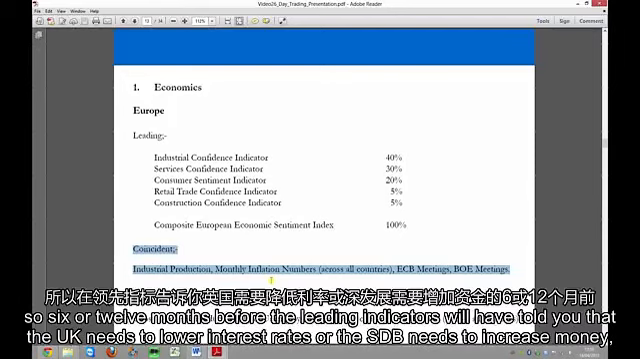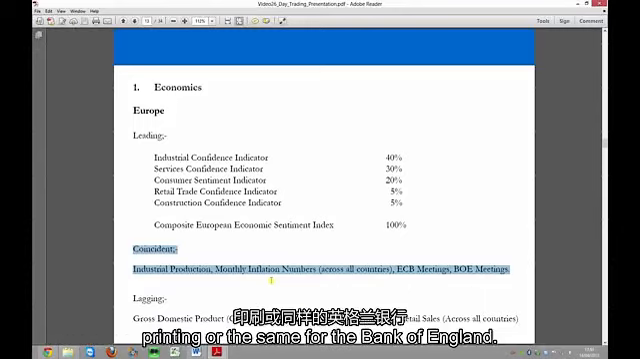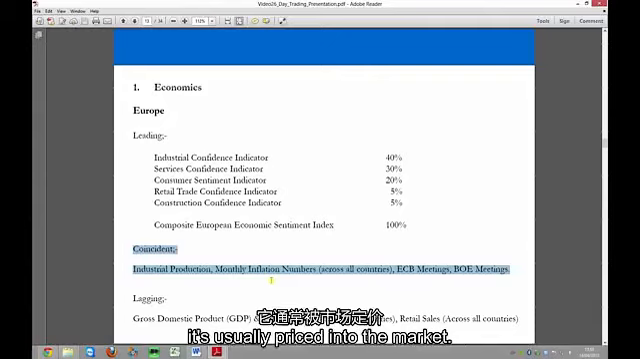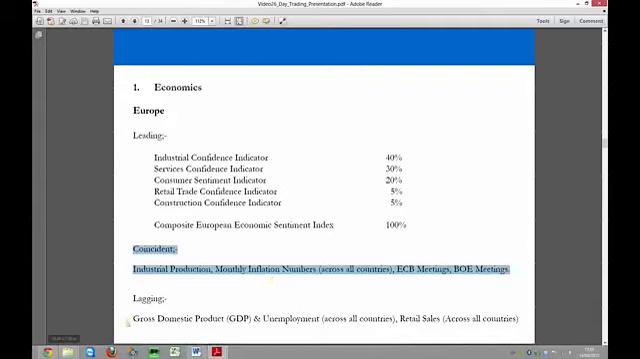So 6 or 12 months before, the leading indicators will have told you that the ECB needs to lower interest rates, or the ECB needs to increase money printing, or the same for the Bank of England. So by the time they actually do it, it's usually priced into the market.